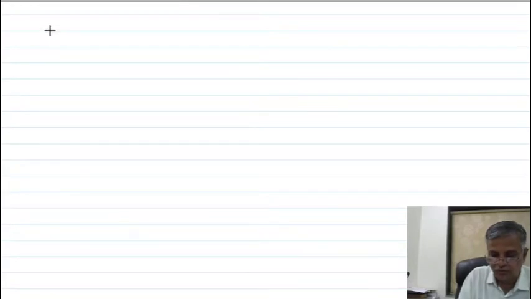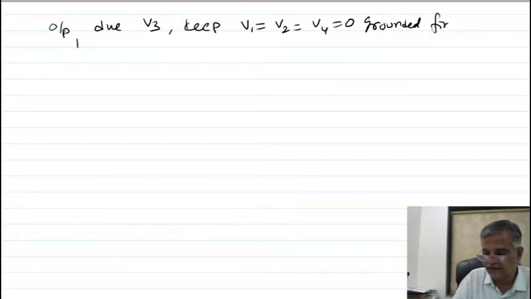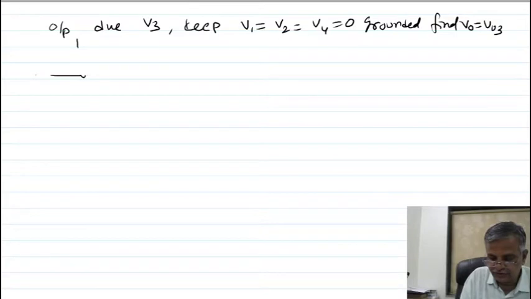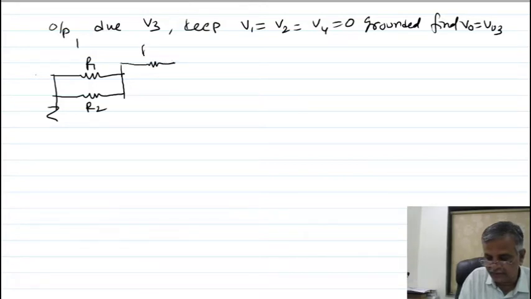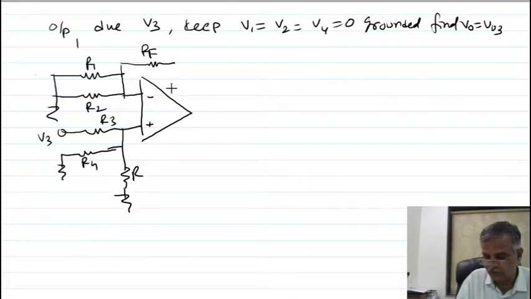To find the output due to V3, keep V1, V2 and V4 grounded at 0 and find VO, that is VO3. So let us do that. This is your R1, this is your R2, these are grounded, and here you connected RF. This is given to the negative terminal, this is positive. You connected R3, this is your given voltage V3, this is your R4 that you grounded here, and this is R, which is also grounded.